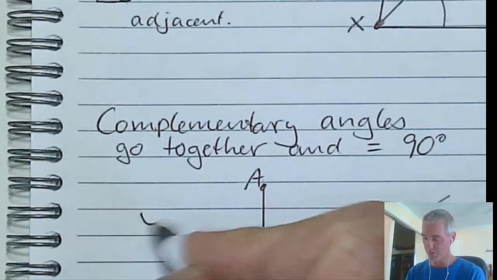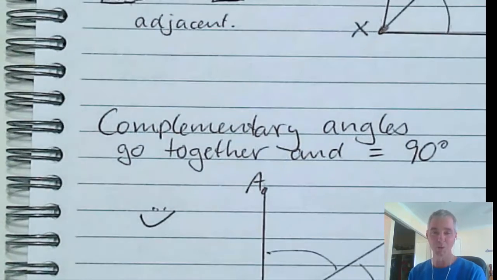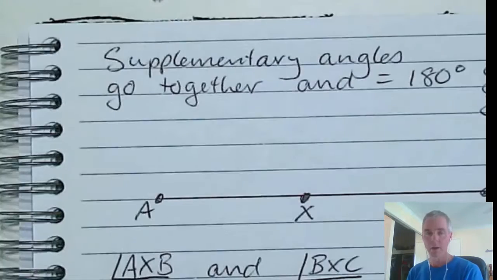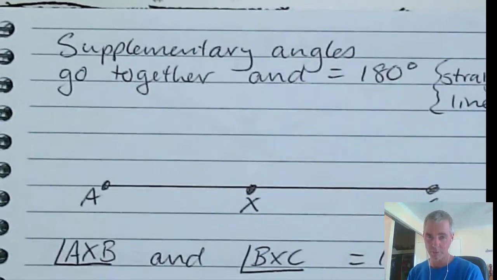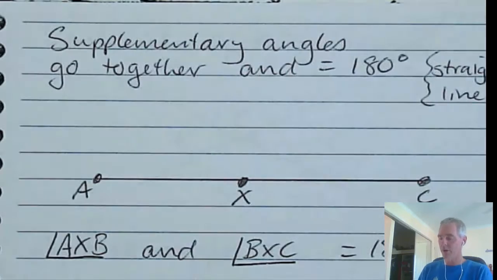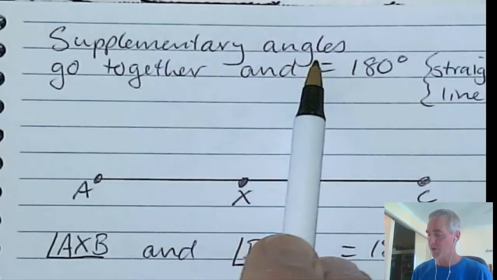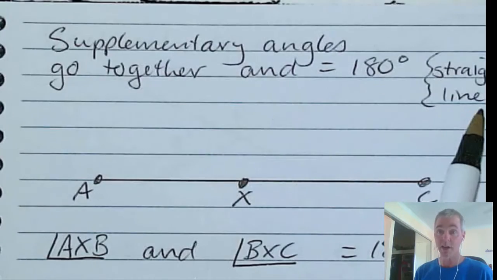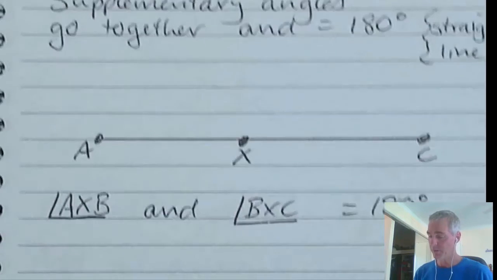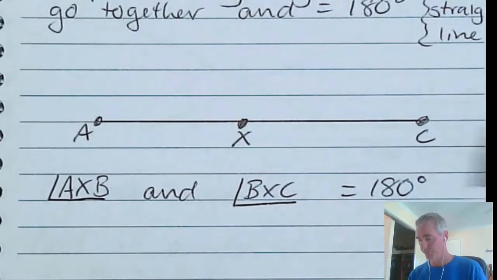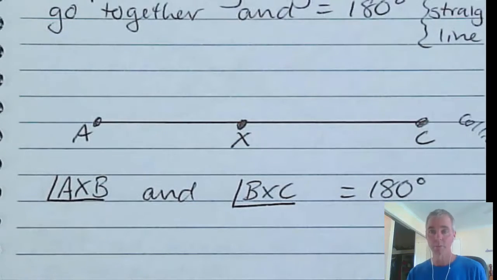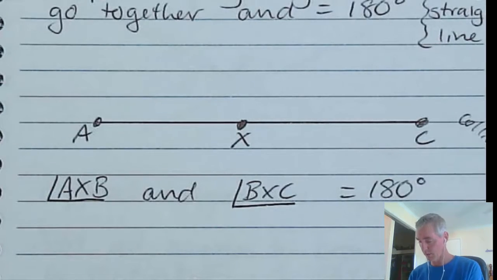Maybe you can think about it as a smile. I'll give you a compliment. Oh, who knows? The next things to have a look at are supplementary angles. They go past 90 to a straight line. Supplementary angles go together and equal 180 degrees for a straight line. So I have this straight line here, A through X to C. They are collinear from our other work, which means they're all on the same straight line.